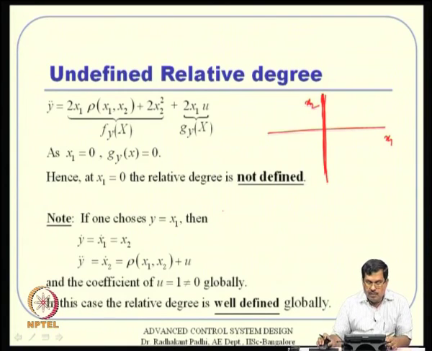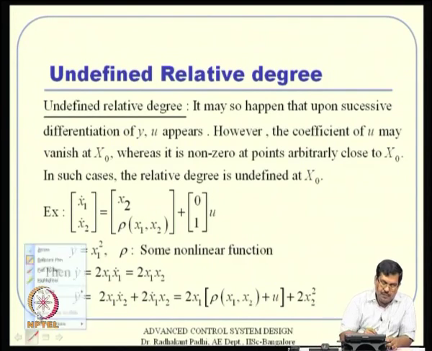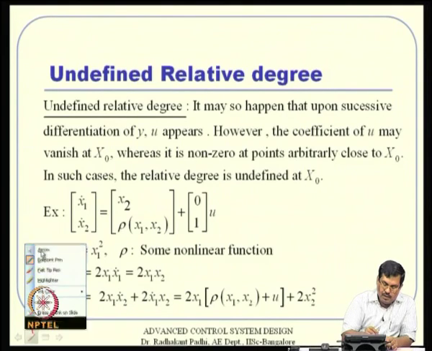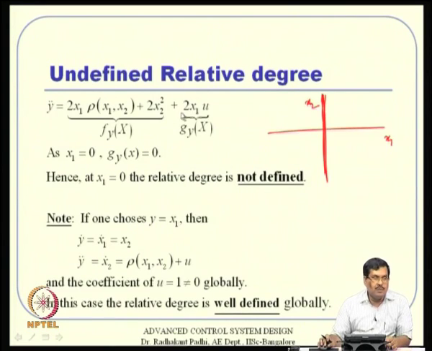Okay. So, what if you choose y equal to x 1? This problem happened because we selected x 1 square. Okay. If you select x 1, then this problem does not appear, because y dot is 2 x 1 times x 1 dot, and the 2 x 1 term comes from the fact that y is x 1 square. So, this 2 x 1 fellow comes from that fact actually.